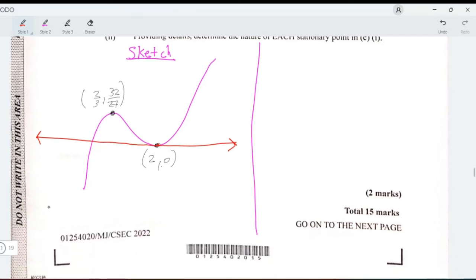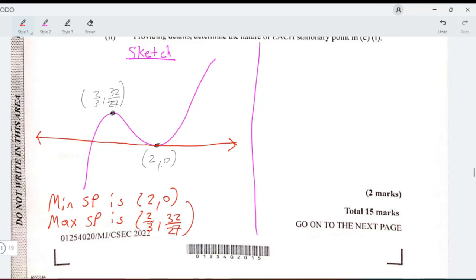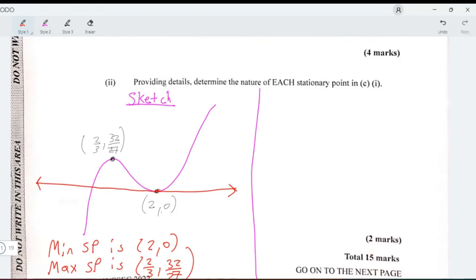So in that case, we could tell them the minimum stationary point is 2, 0, and the maximum stationary point is 2 over 3, comma 32 over 27. So always remember the bigger y value, maximum stationary point. The lesser y value, minimum stationary point.